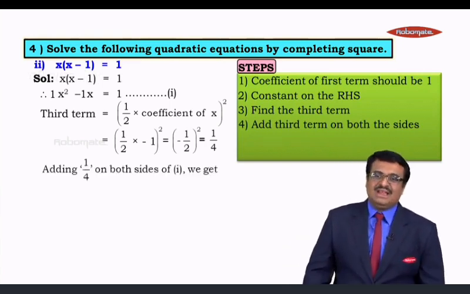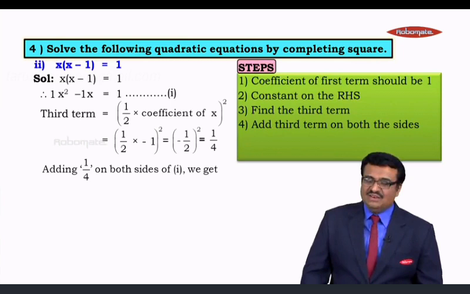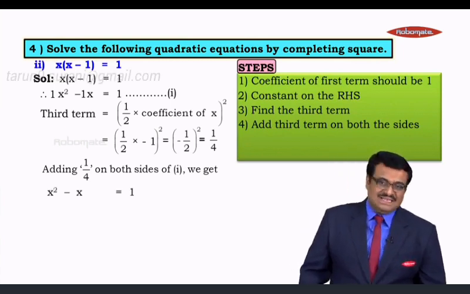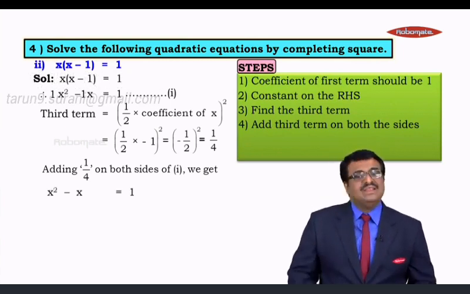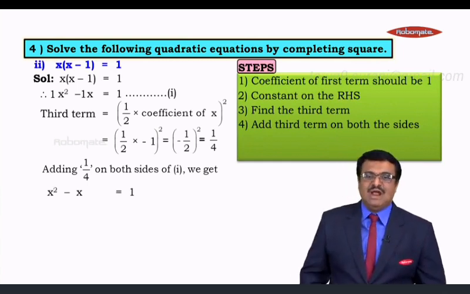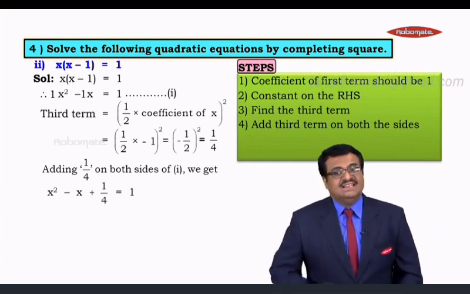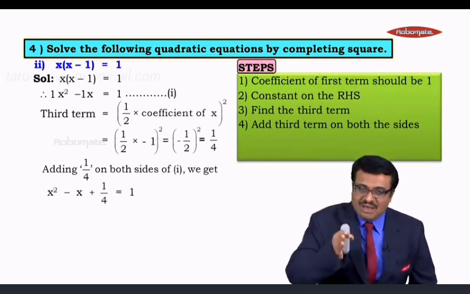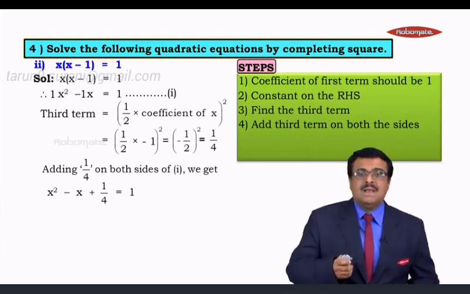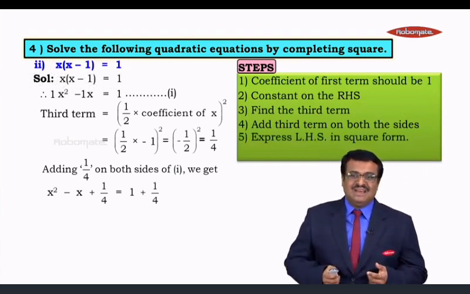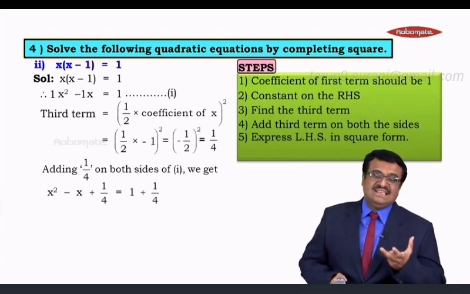So adding 1 by 4 on both the sides of equation 1, we get x square minus x is equal to 1. Is that equation number 1? Let us add 1 by 4 on both the sides. If you add 1 by 4 on both the sides, what you get is x square minus x plus 1 by 4 is equal to 1 plus 1 by 4. Right?